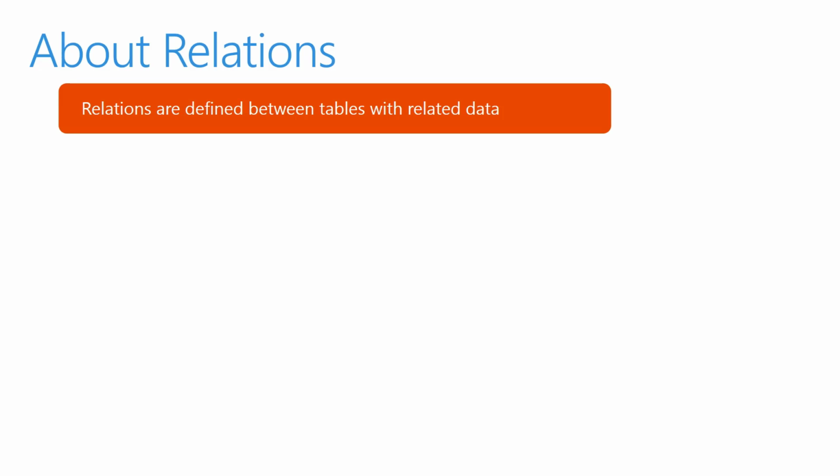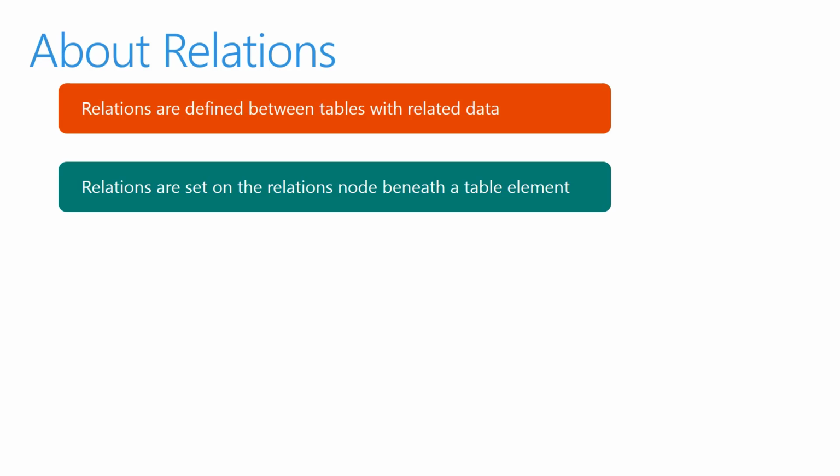In this lesson, we will describe how relations function on tables, as well as the different types of table relations and their uses. A relationship is created between tables with related data. It defines how they are related and is set on the relations node on a table element. When you create a relation on a table, you specify which field or fields connect that table to another.